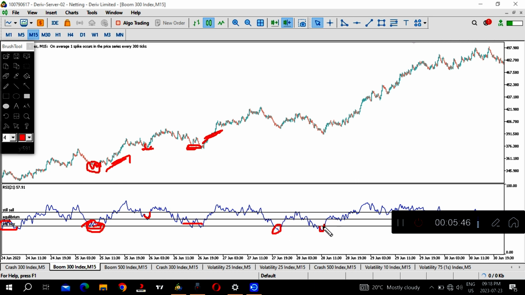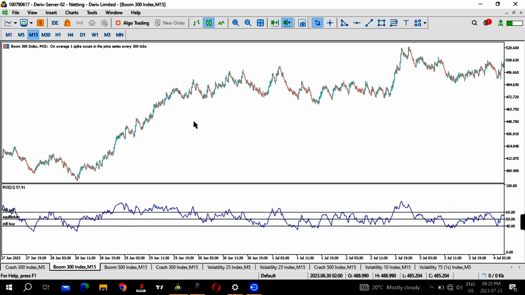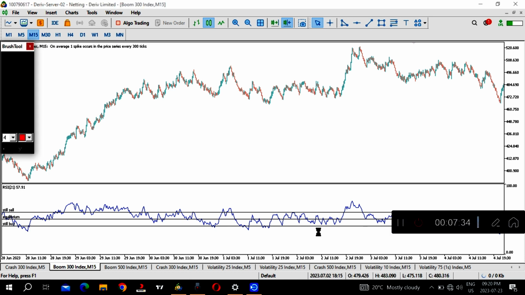Though this, I wouldn't take these entries because they broke the level 40 a little bit. I'm using the level 40 only, right? That's what I'm using. As you can see over here, you are just waiting until the RSI pulls back to the level 40 or the level 50, of course, right? Like over here. So we're only taking our entries when the RSI pulls back to the level 40.